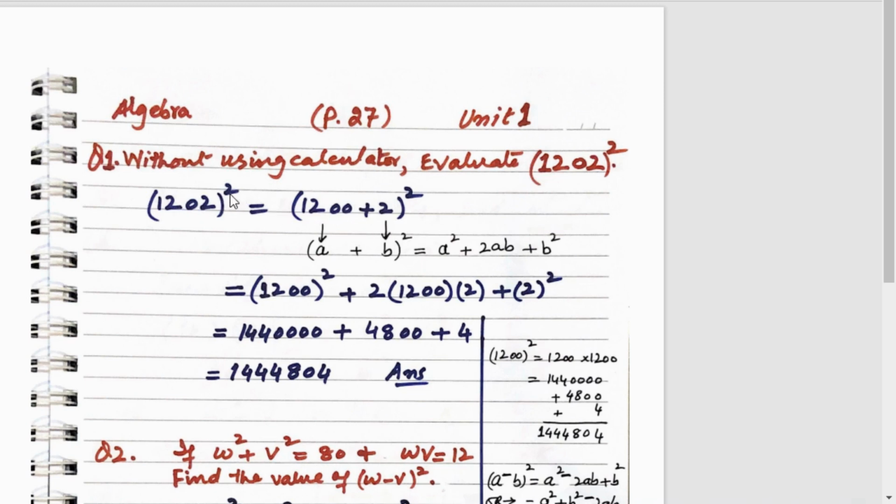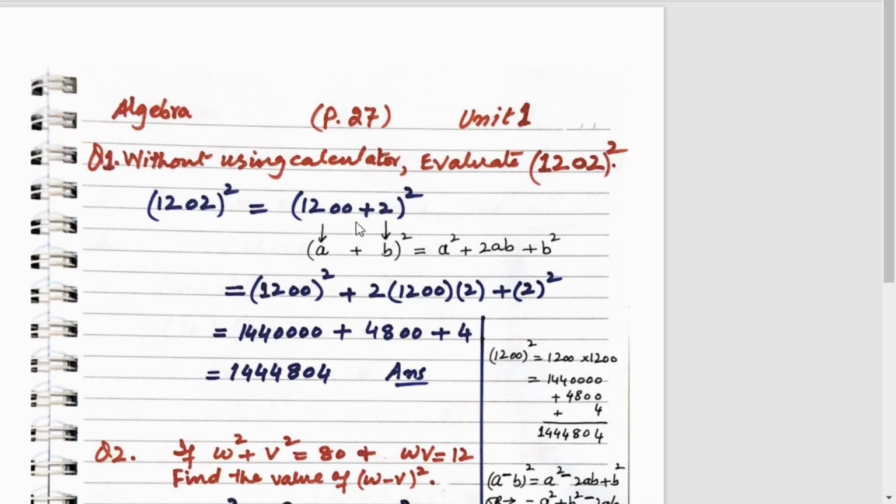Now this square always gives us a hint that we will use either ID1 or ID2, and this sign helps us decide which ID we are going to use. Now the figure, if we consider 1200 as A and 2 as B, it is a combination of A plus B whole square. So which ID is coming into your mind? I think A plus B whole square.